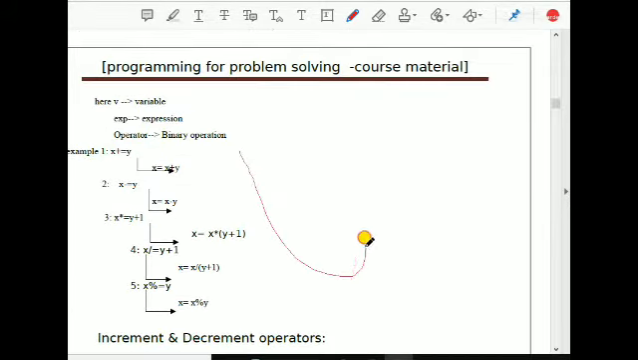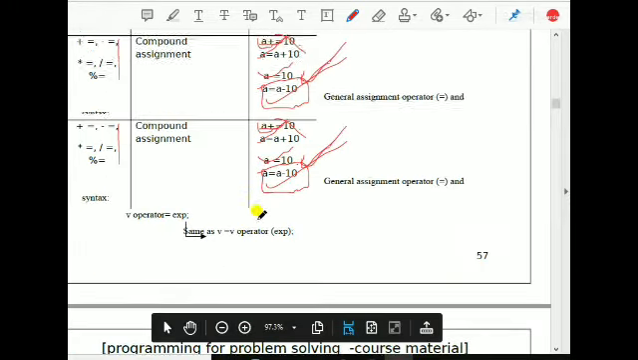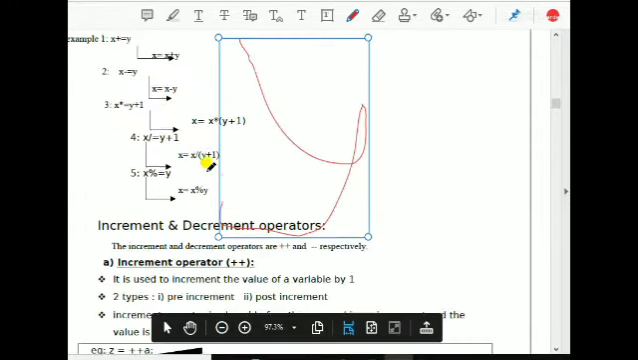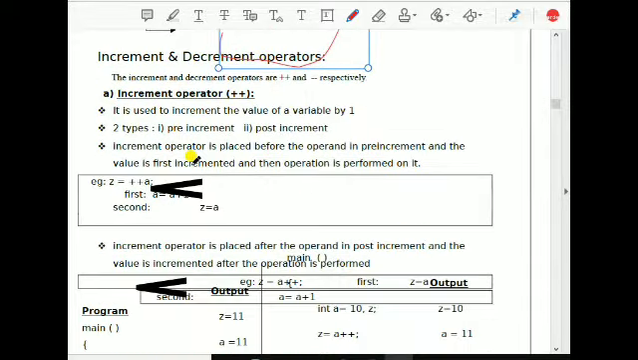Again, don't go for the program, it is very big. Just write this table only, that is more than enough. If you want to go for it, you can go.